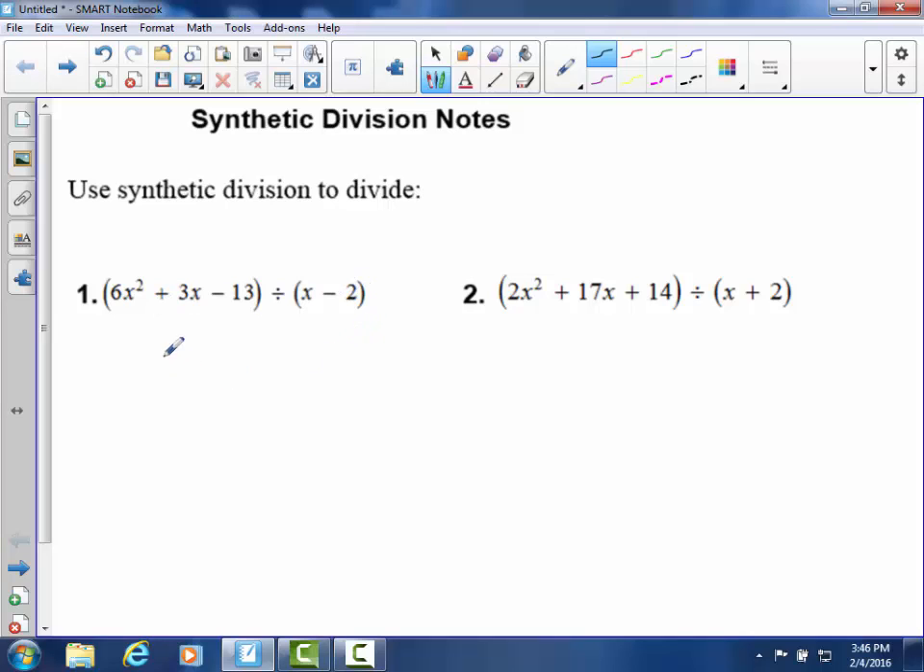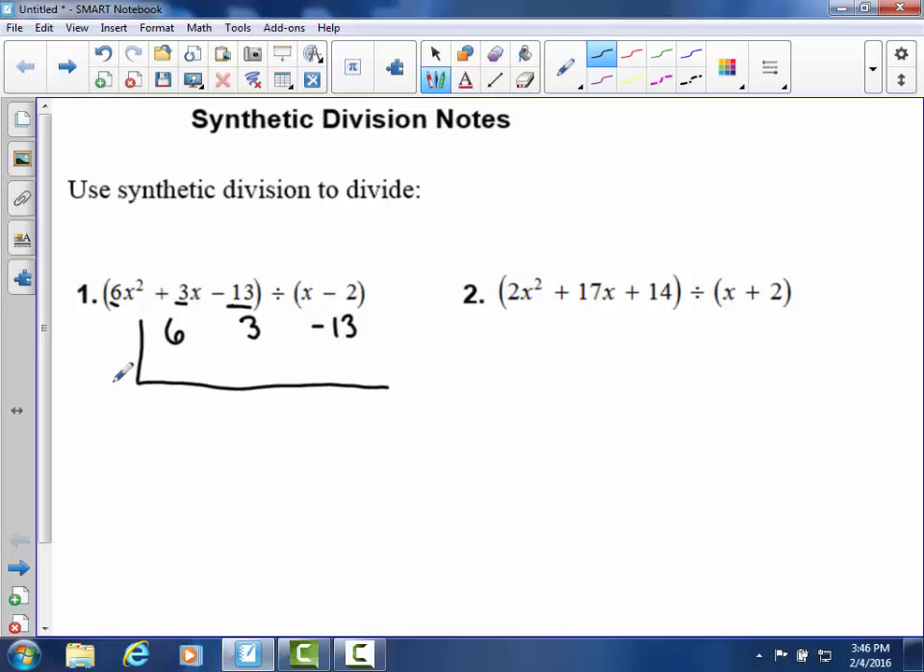What we would do is we do this upside down division bar, and I think they did that just to show that it's synthetic division as opposed to long division. Then we take all of our coefficients and constants, and we write them down in order. So 6, then 3, then negative 13. Make sure to pick up the negative symbols. I know they're minus signs, but when we pull them out, they're negative symbols.